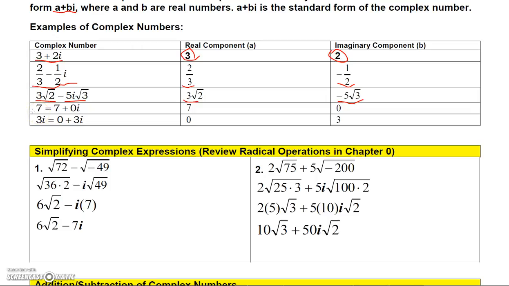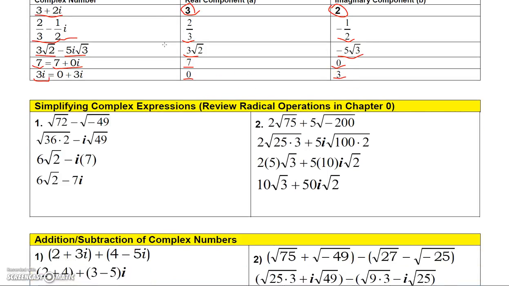And then of course all real numbers are also called complex numbers, because any real number can be written in this form. If you say 7, you could say 7 plus 0i, and so the real component is 7 and the imaginary coefficient is 0. Also, a pure imaginary number is also in complex form. So if you just had the i portion, you could say that's 0 plus 3i, where the real component is 0, and the imaginary coefficient is 3.